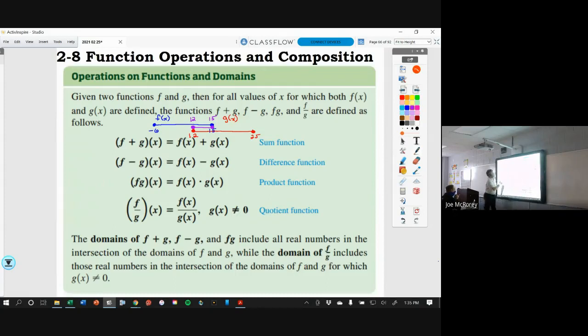So can I do f plus g of 8? I'm saying yeses and nos. Can I do f plus g of 8? Does 8 work for f? Yes. Does 8 work for g? No. 8 is not in the intersection of f and g, therefore this right here would be not defined.